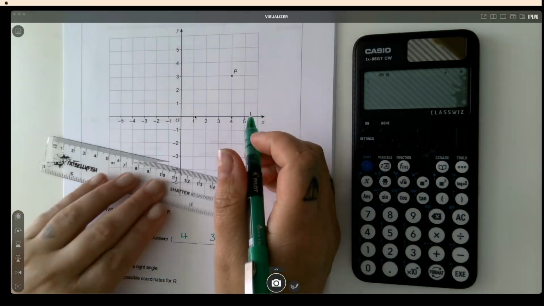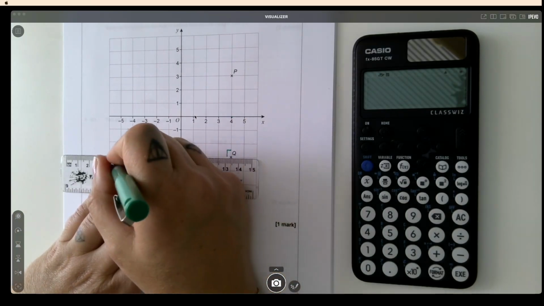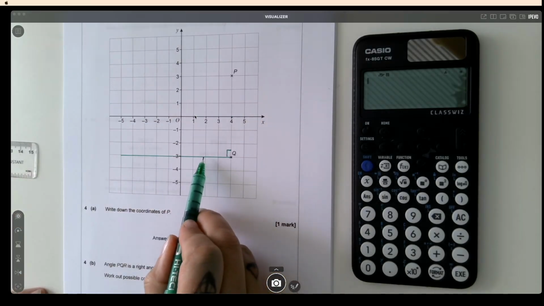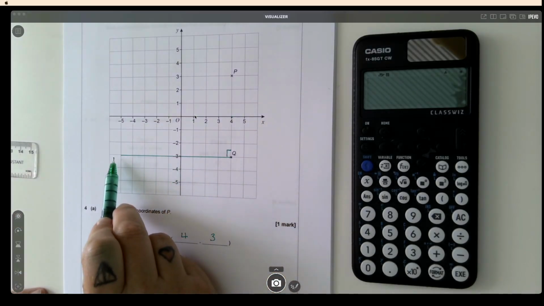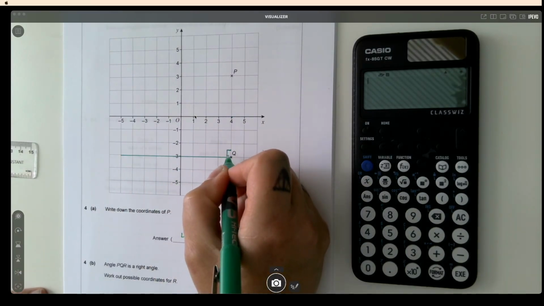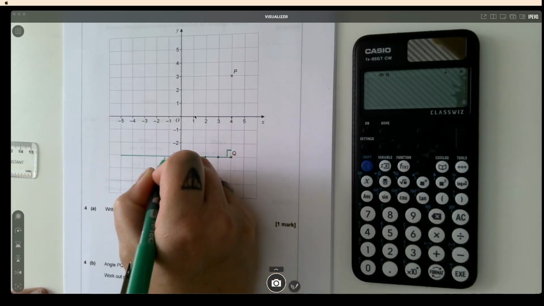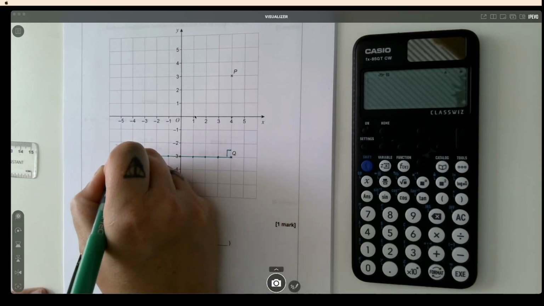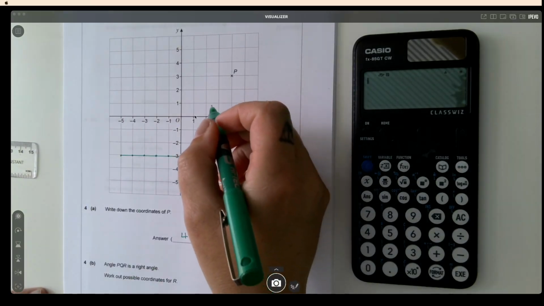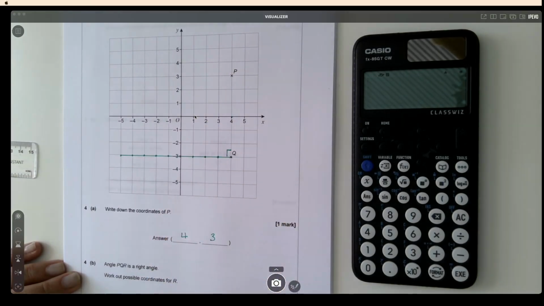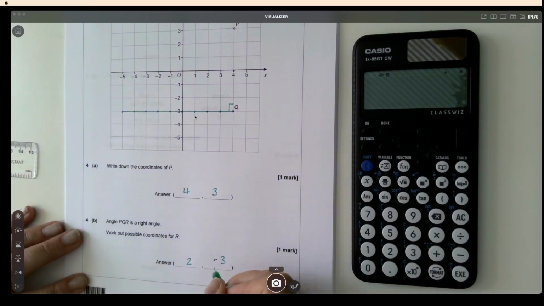So if we were to add a line here, it doesn't ask us to, but if we were to add a line, R could be any point on this line, because they're all at a right angle here for angle PQR. So we can pick any of these points to read off the coordinate and we're going to get this mark. So let's just go with this point here. So x first is 2, and then the y is minus 3. So 2, minus 3 for our coordinate there.